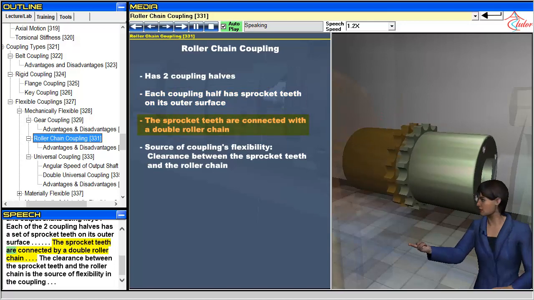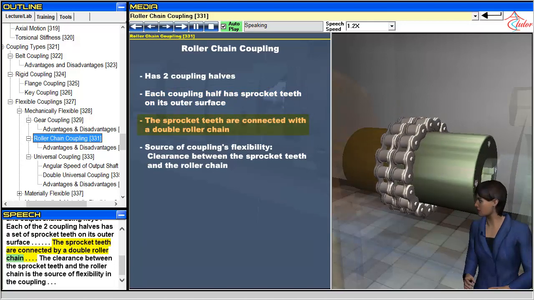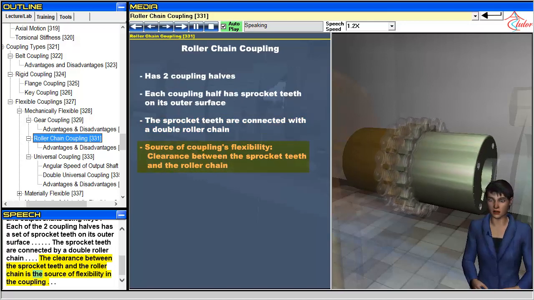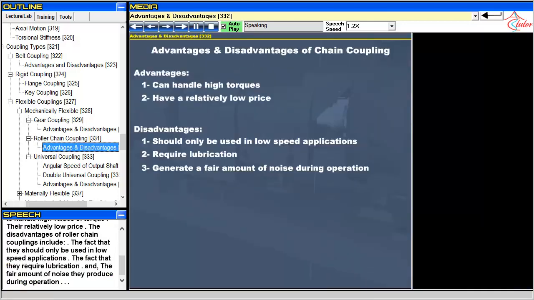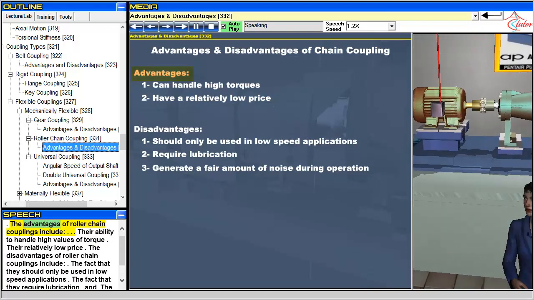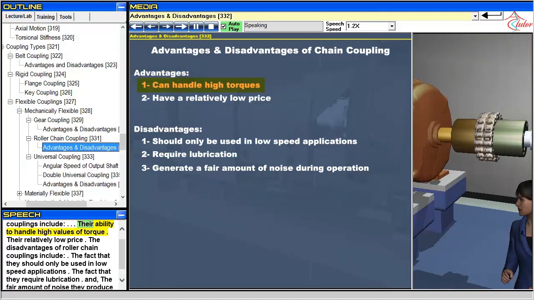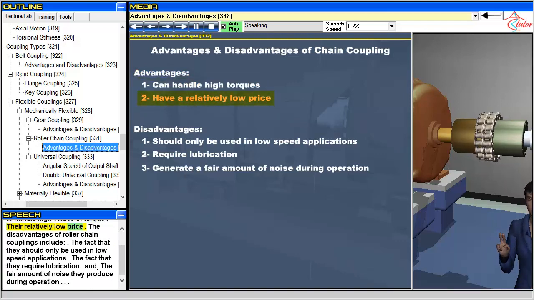The sprocket teeth are connected by a double roller chain. The clearance between the sprocket teeth and the roller chain is the source of flexibility in the coupling. The advantages of roller chain couplings include their ability to handle high values of torque and their relatively low price.